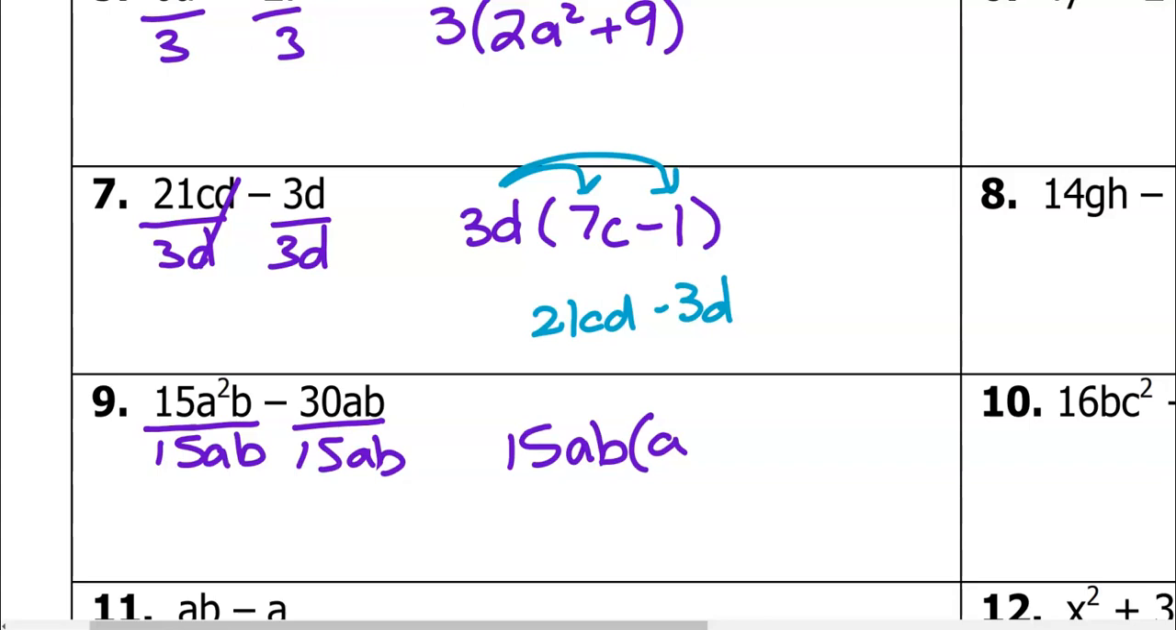All right, negative 30 divided by 15. Negative 2. The A that I had got pushed out front. The B that I had got pushed out front. So that is it. 15AB times A minus 2.